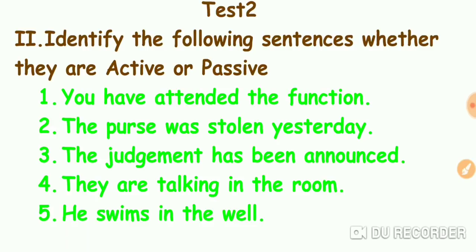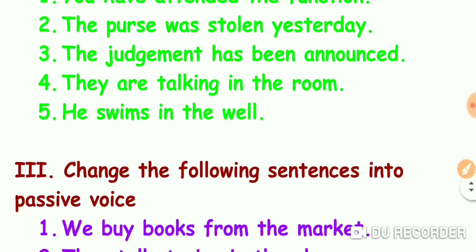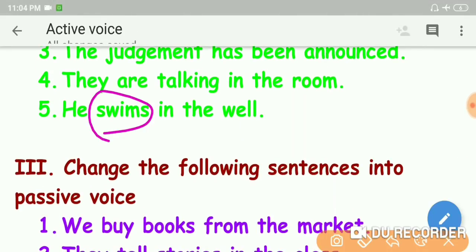They are talking in the class. In this sentence we have to be verb, but we don't have V3 form of the verb. That's why this is active sentence, my dear friends. He swims in the well. So here we don't have V3, and again to be also we don't have. This is active sentence, my dear friends.